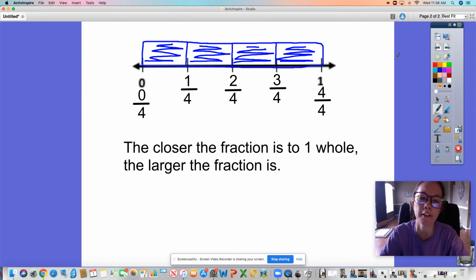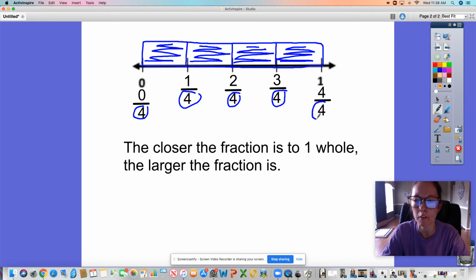So when you're comparing fractions, when your denominator is the same, that means that the number on the bottom, how many parts the whole is split into, is the same number for your fractions, then you're going to look at your numerator and see how many parts am I counting. I'm counting 0 parts, 1 part, 2 parts, 3 parts, or 4 parts. And I know that when my numerator and my denominator are the same, that gives me one whole.